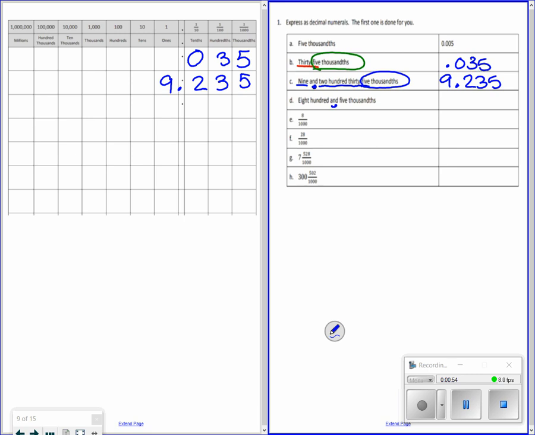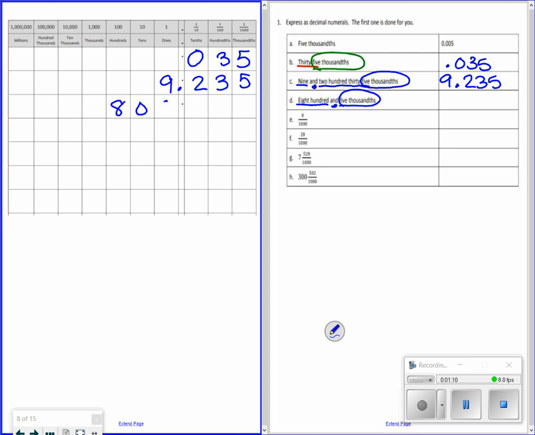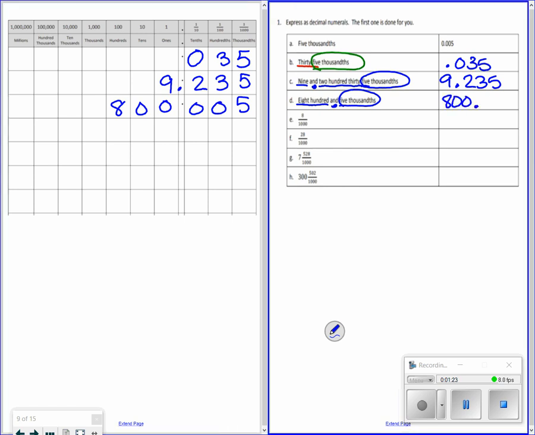There's another "and." Decimal. 800. I think I saw some people were getting this one wrong. 800. Then I have 5 thousandths. I saw some people just doing 8. 800. 5 in the thousandths place. 800, 5 thousandths.